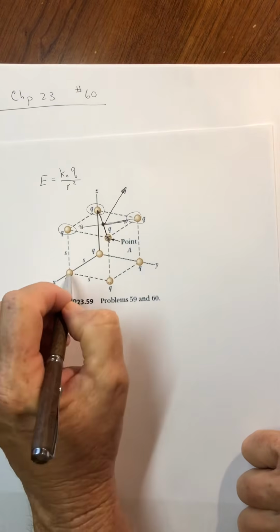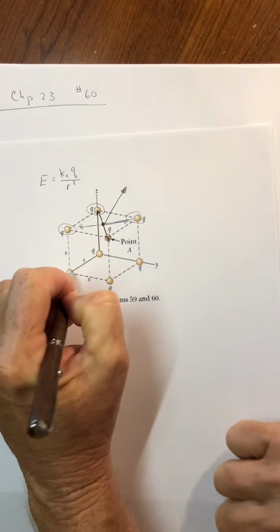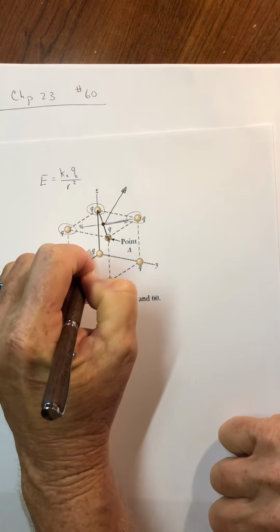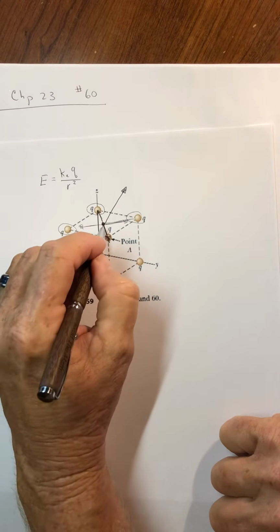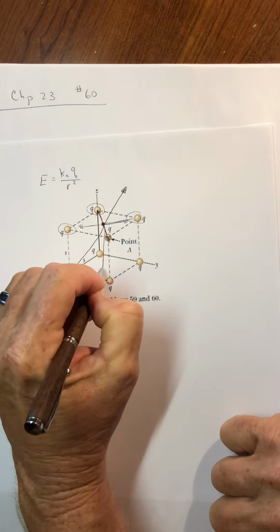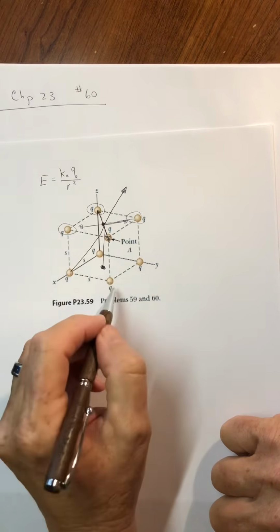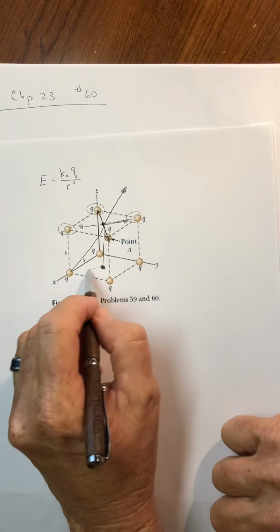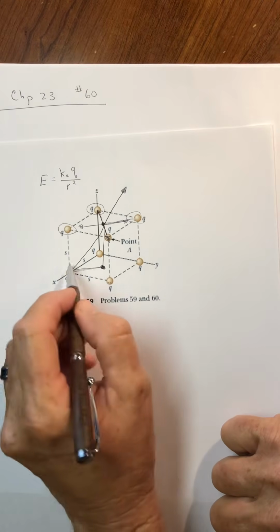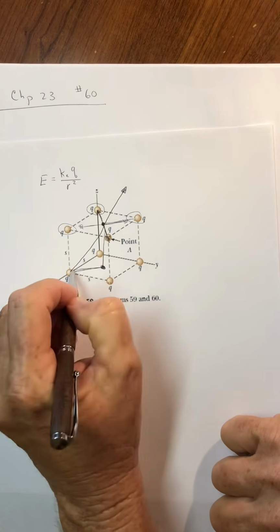In fact, maybe it would help if I kind of drew a line from this charge to it. And so maybe you could see it better if I drop straight down. It would go right in the center of the bottom square and then across. And so I would have a triangle here.